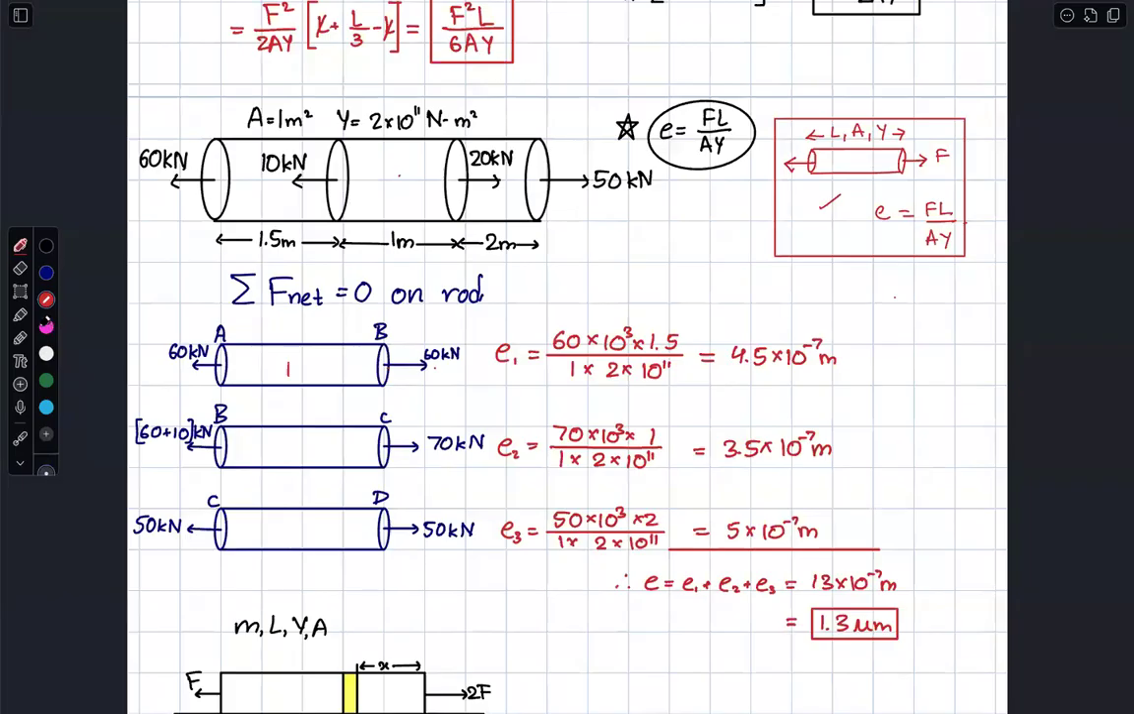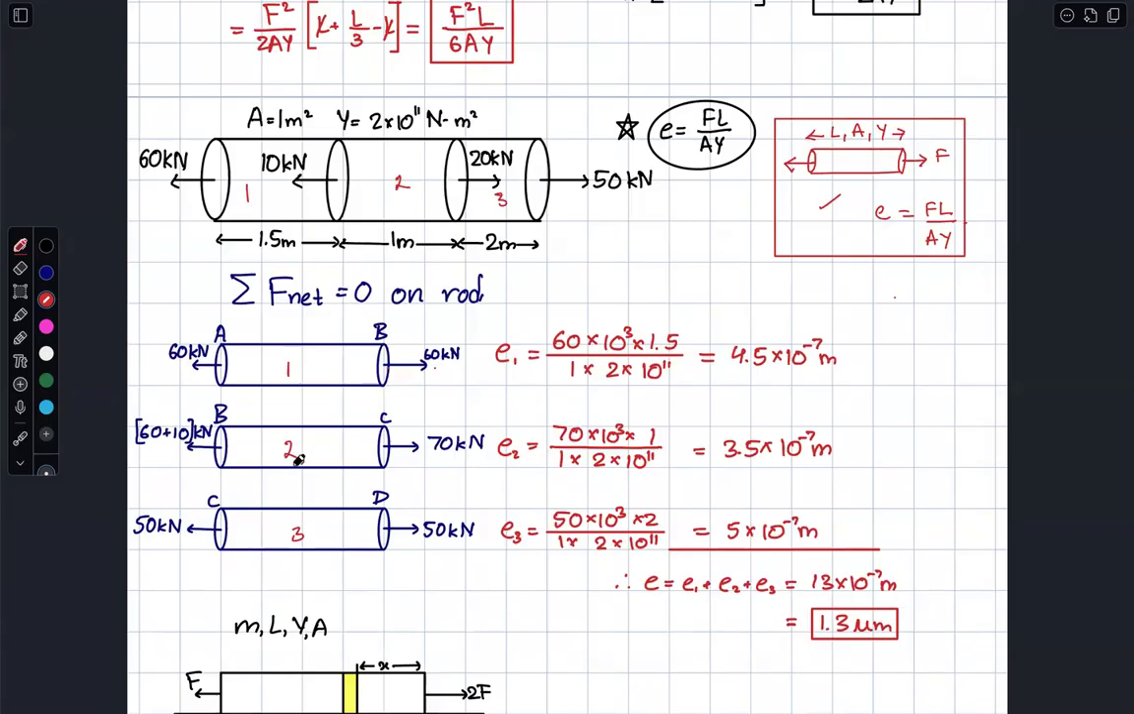Now you take the second part. Additionally 10 Newtons is acting on this portion. This 60 counter is 60 plus 10, 70. For this to be in equilibrium, 70 on the other side. Same formula again, E2. Next, the third part. This is the third part: third part, second part, first part.